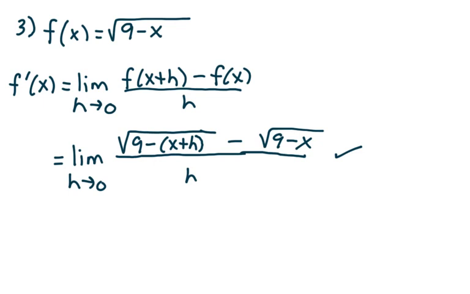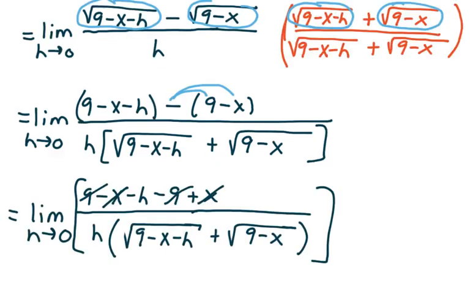And I'm going to distribute the negative inside to these parentheses here. And when I do, I get the limit as h goes to 0 of square root of 9 minus x minus h minus the square root of 9 minus x all divided by h.